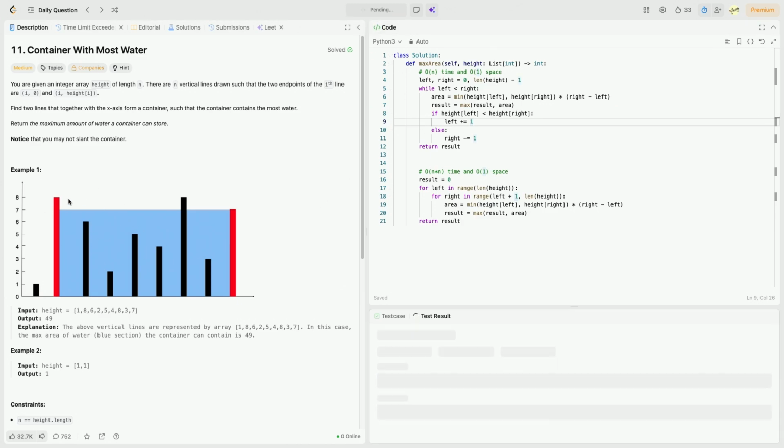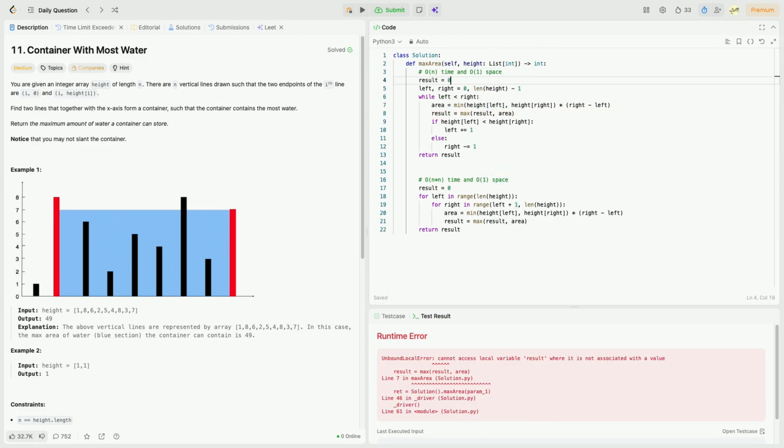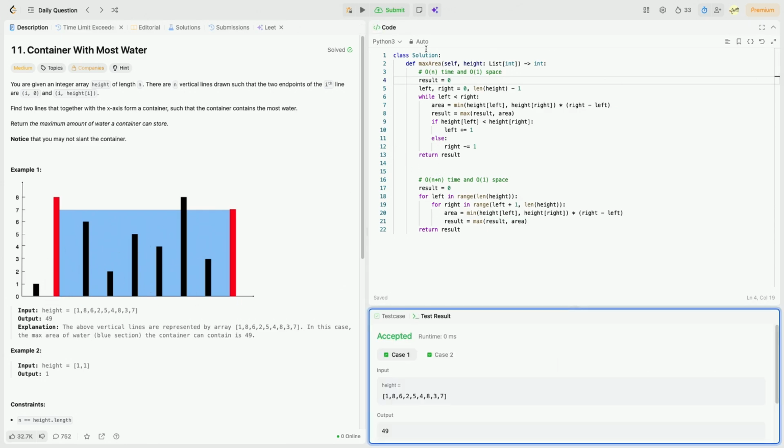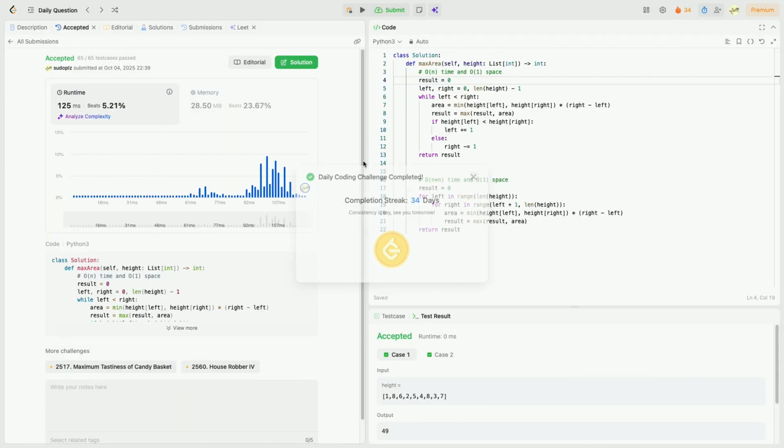And I really like this problem because it's so simple. Oh, I don't have result defined up here. And it's very easy to understand both visually and from the code, I think. So if we submit this, that should now work. There you go. And we've completed the daily LeetCode problem.